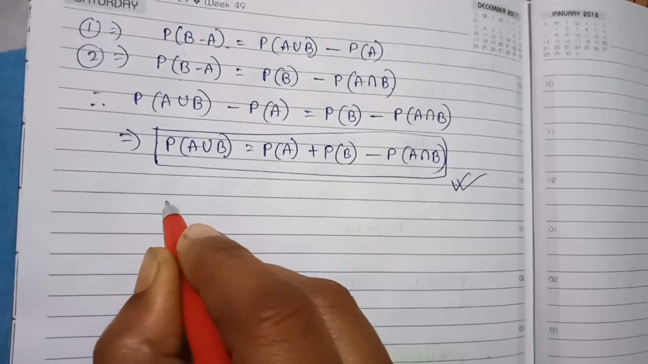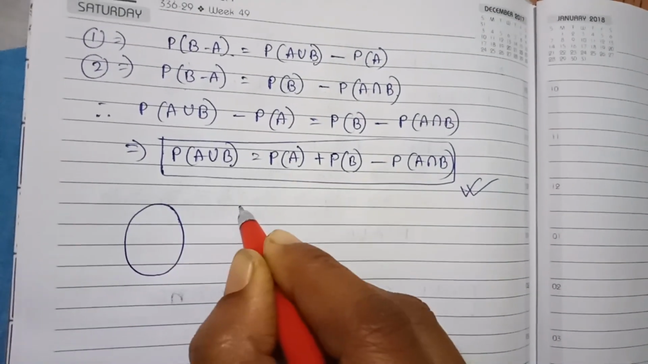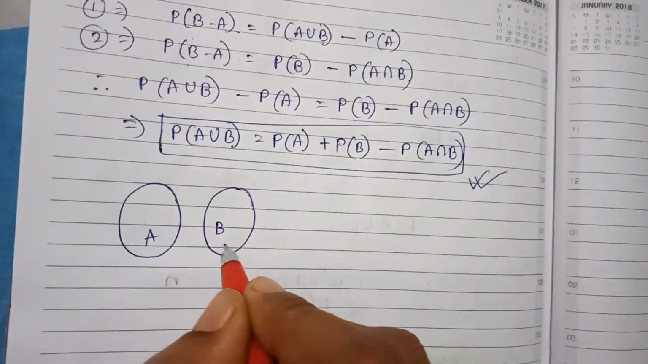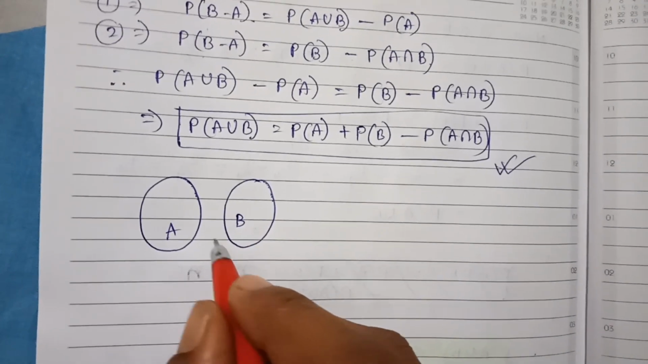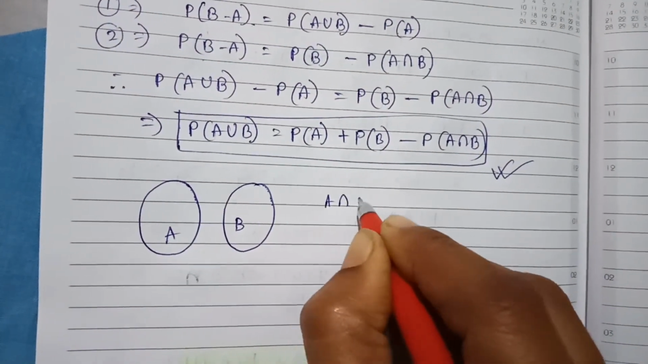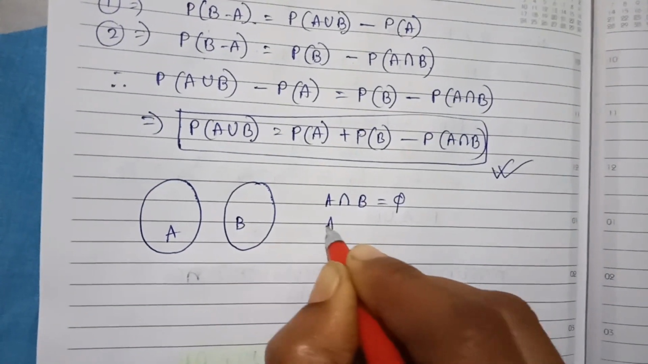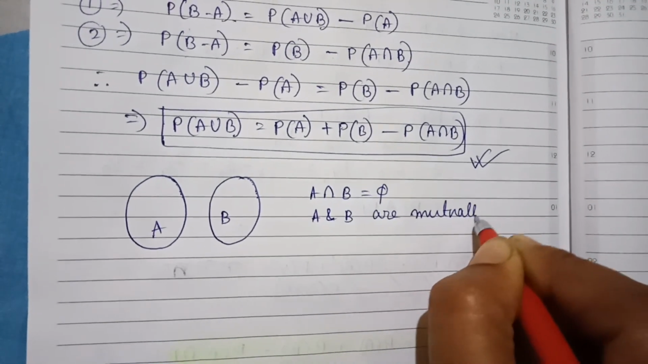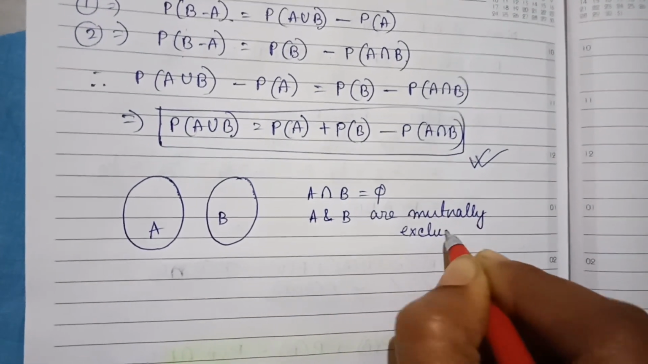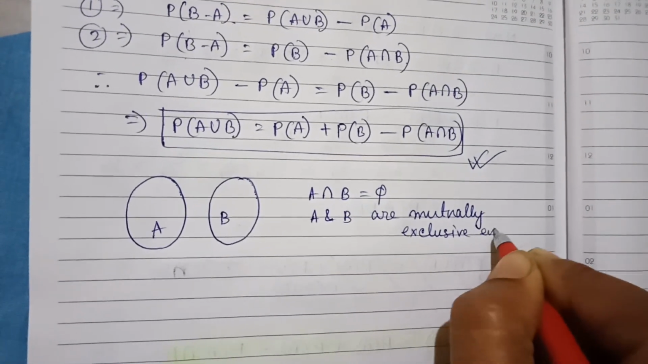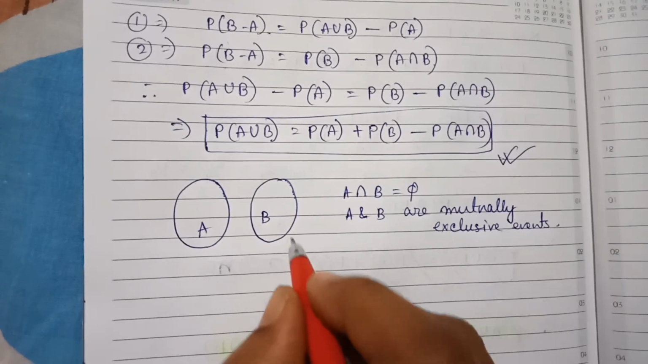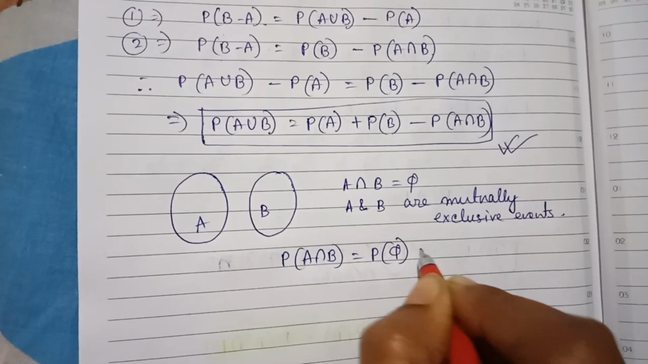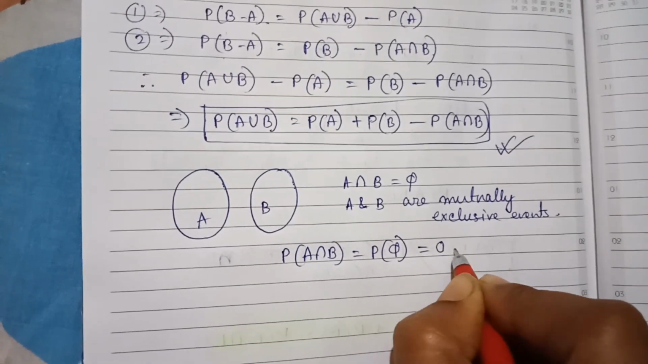Now think about another case. You think about two sets which don't have any common element. That means we can say that A intersection B equals to phi, or A and B are mutually exclusive. Okay, mutually exclusive events. Then we will be finding that P of A intersection B equals to P of phi. That will be equals to 0.